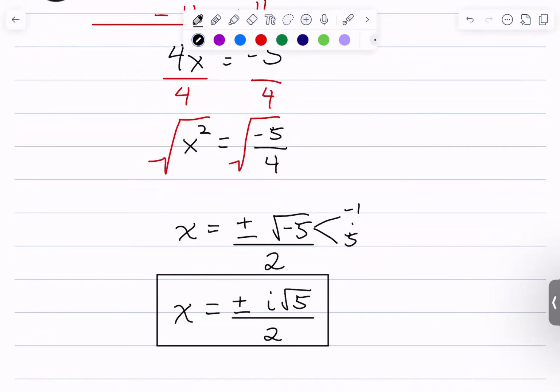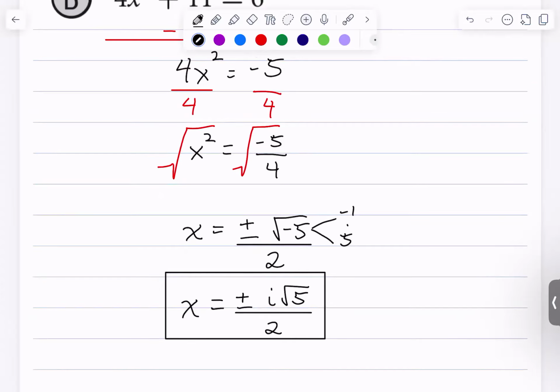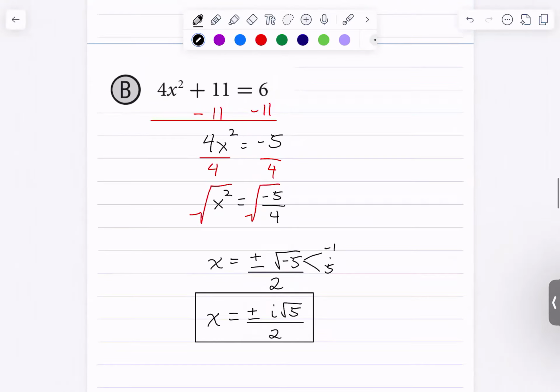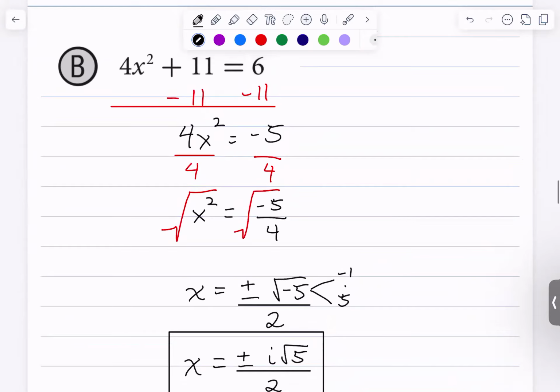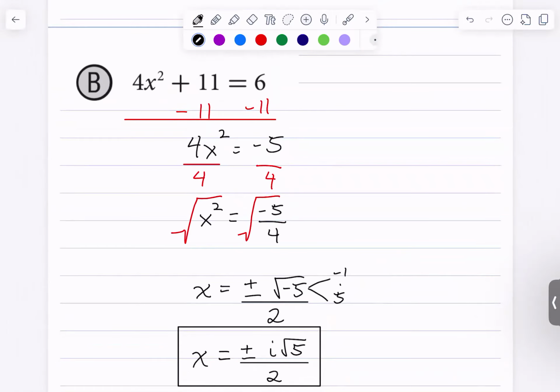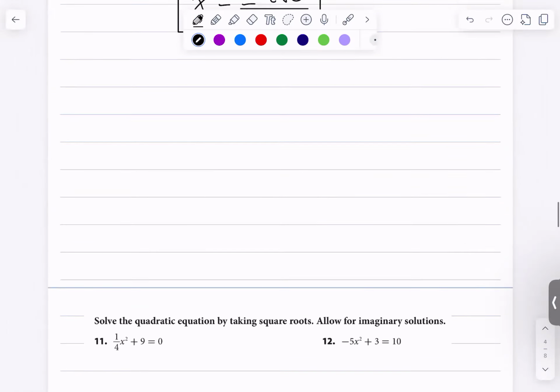So since this was negative 1 times 5, right? Square root of negative 1 is your i. Square root of 5 is the square root of 5, divided by 2. Right? Cool? Questions? What are they? So that's just the twist of 11.1 compared to 9.1. Okay.